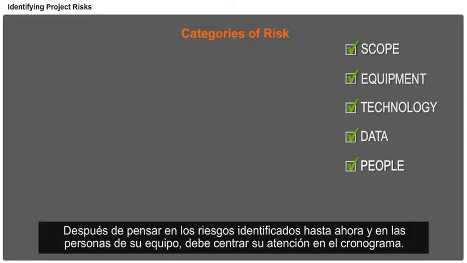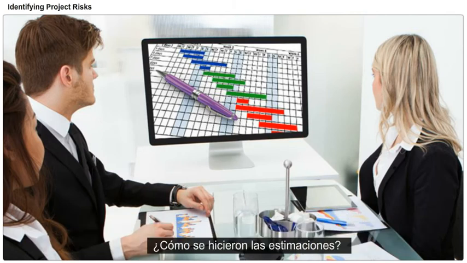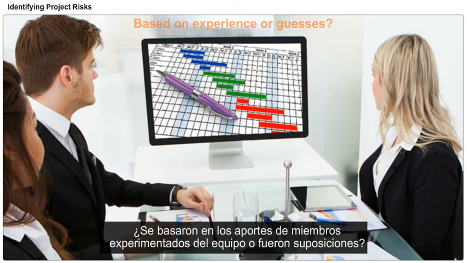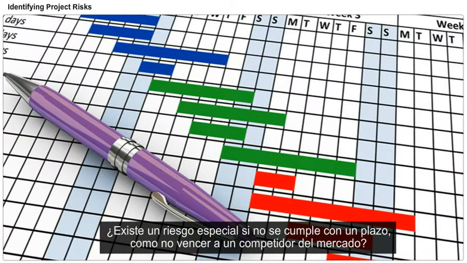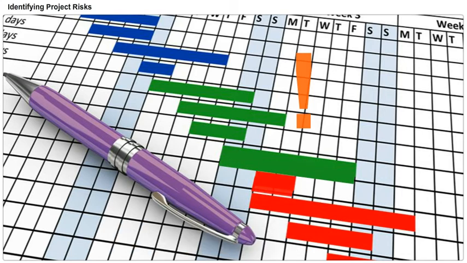After thinking about risks you've identified so far and the people on your team, you should turn your attention to the schedule. How were the estimates made? Were they based on input from experienced team members, or were they guesses? Is there special risk by missing a deadline, such as not beating a competitor to market? Will the risks you have identified require additional time to mitigate?